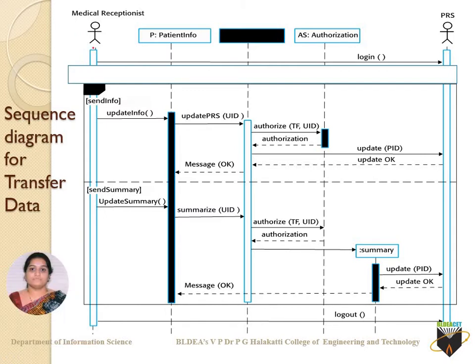and the PRS. PRS stands for patient record system. Patient information, patient system. So here you can just see what kind of things are happening there.